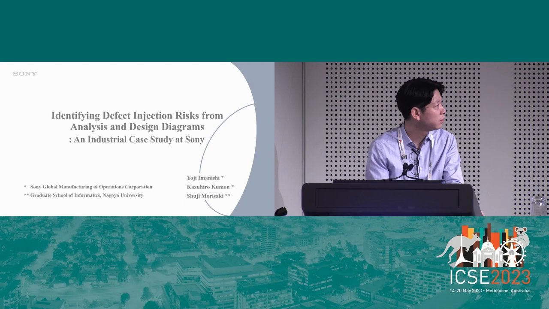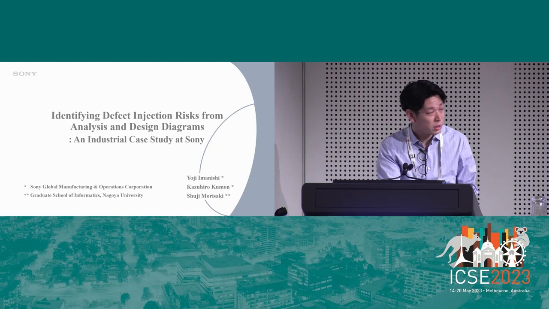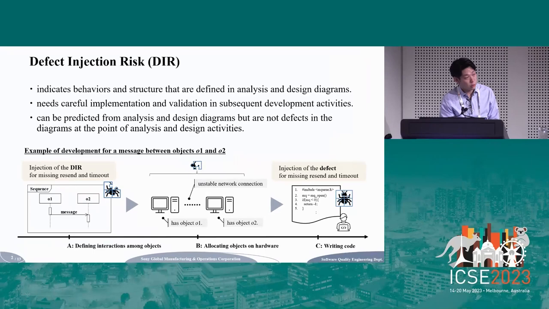First of all, let me explain what defect injection risks are. There are potential risks of defects that might be injected in subsequent development activities. Among them, we newly defined risks that indicate behavior and structure in diagrams as a defect injection risk. DIRs need careful implementation and validation in subsequent development activities. Moreover, DIRs can be predicted from diagrams but are not defects in the diagrams at the point of analysis and design activities. Let me explain it with this figure.